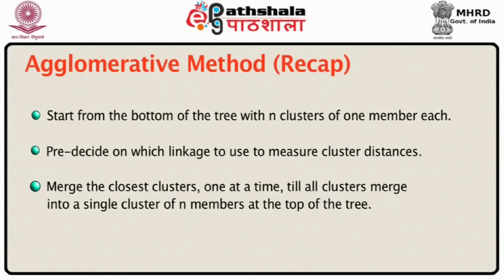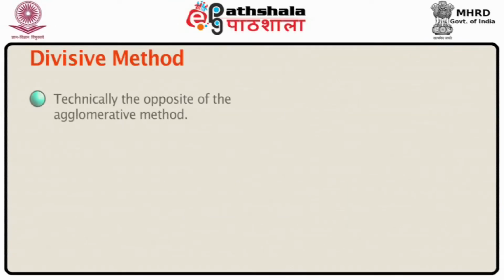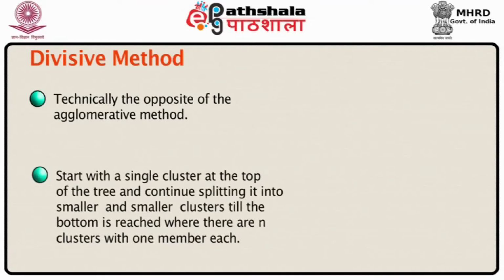In the divisive method, we do it just in the opposite way. So it's technically the opposite of the agglomerative method, where we start with a single cluster at the top of the tree and continue splitting it into smaller and smaller clusters till the bottom is reached where there are n clusters with a single member each.